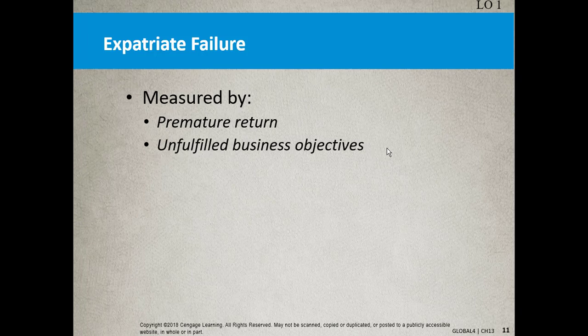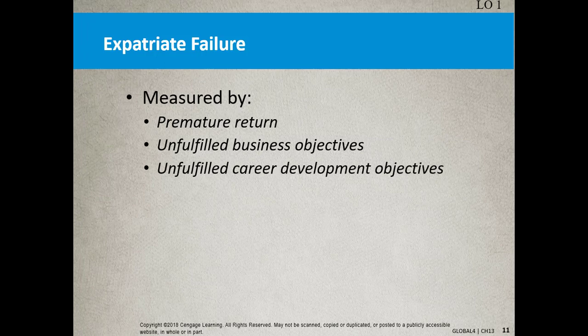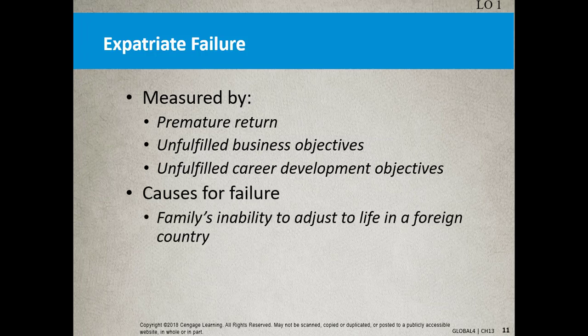Maybe they never did what they were supposed to in the first place. Unfulfilled business objectives could be another one. And then the career development objectives could be another failure. This is where the book does a really good job walking you through what happens to these expats when they come back home, and how a lot of times they hit a brick wall in terms of career development objectives when they get back. And so causes for failure can be many.